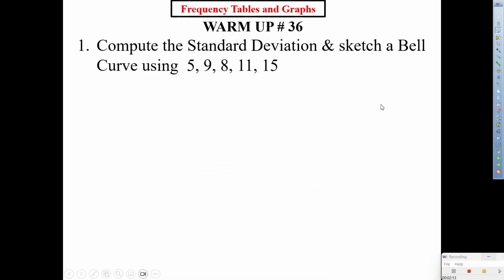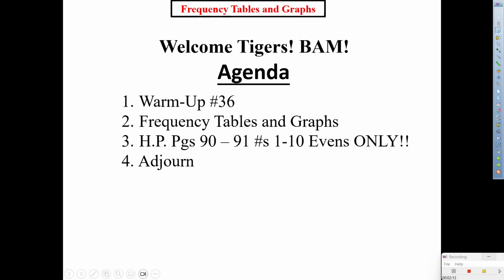There it is, warm-up 36 is done. Frequency tables and graphs. Today we're moving on with more graphs since we already mastered the 3 graphs that we've been working on. And tonight's homework is from pages 90 and 91. You're going to do numbers 1 through 10, evens only.